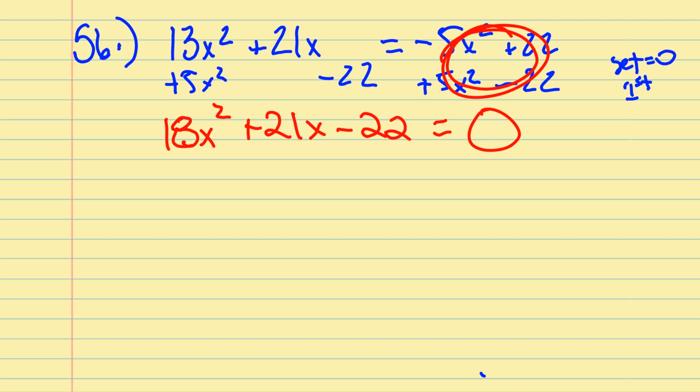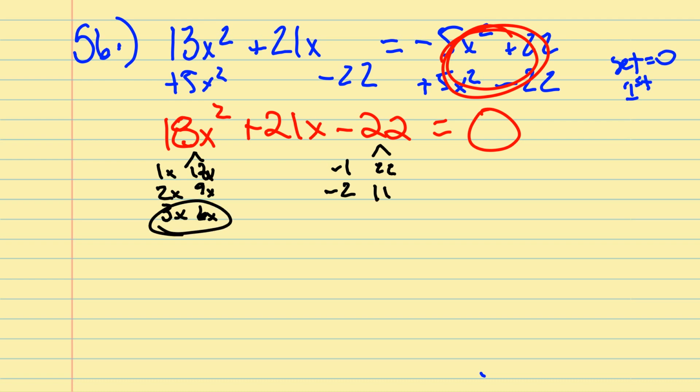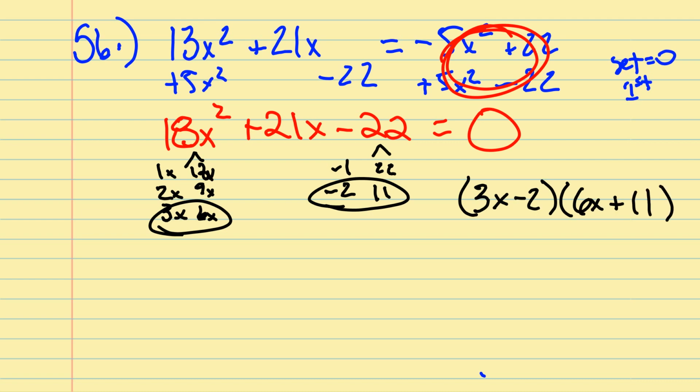So now there's nothing in common, so I have to say, how do I get 18x squared? 1x and 18x, 2x and 9x, 3x and 6x. How do I get 22? -1 and 22, -2 and 11. My first guess is going to be 3x and -2 and 11. I'm just going to see if it works. 3x minus 2, 6x plus 11. I do 33x on the outside, minus 12x on the inside. That's 21x, exactly what I want.